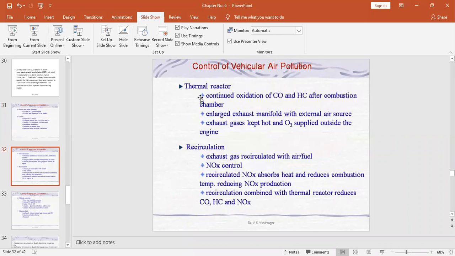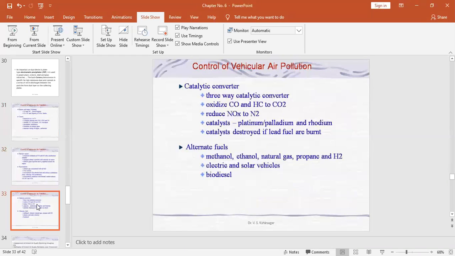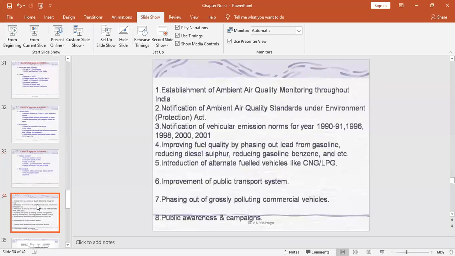Then thermal reactor, continued oxidation of... instead of that, I don't feel the need to explain more.